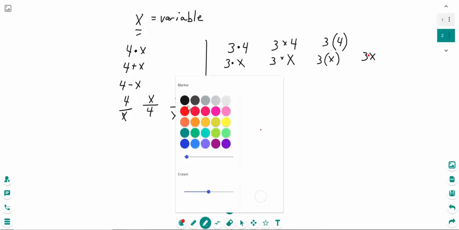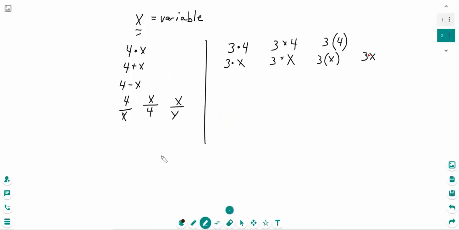So again, if you ever see a number like 15x, that stands for 15 times x, right? If you see 2 variables in a row, xy, that stands for x times y. All right, there's an invisible multiplication sign when they're right next to each other.